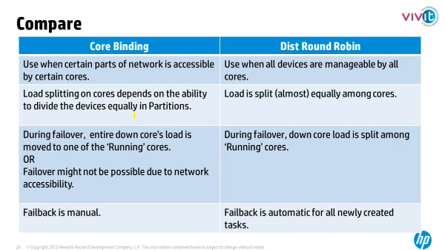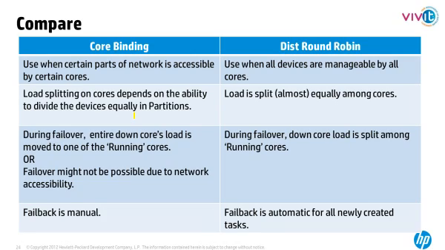Whereas in distributed round robin, the load split is almost even. So it will be almost equally distributed. When I say almost, let's say I have 1,500 devices in my system. It won't be 500, 500, 500 like that. It would be around 460 in one, 470, 510, something like that. It's almost equal.